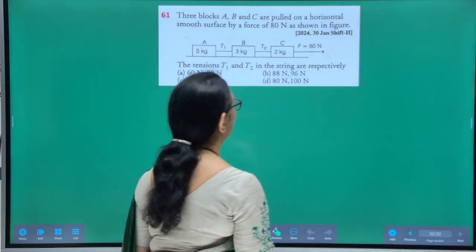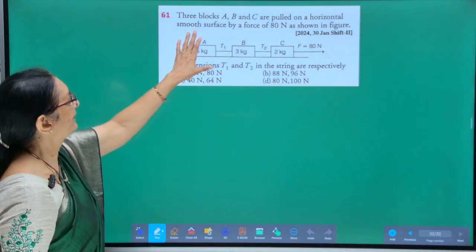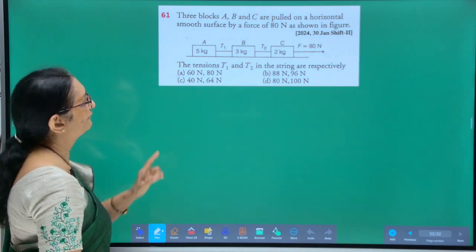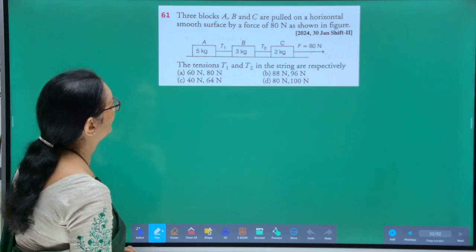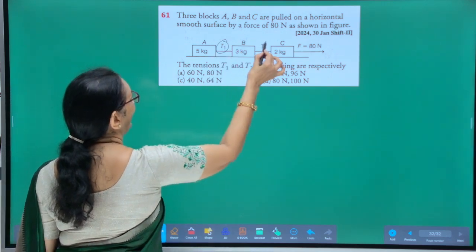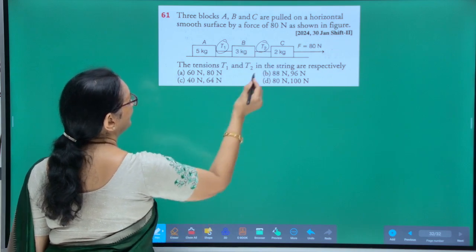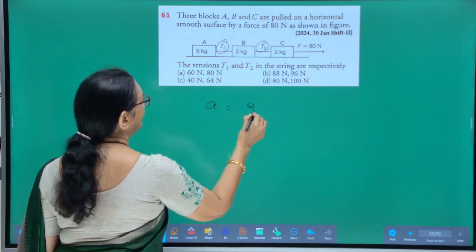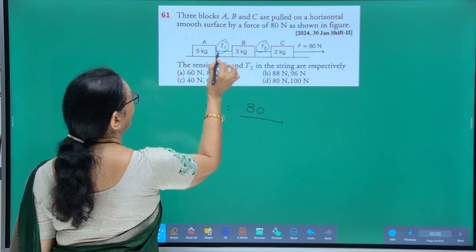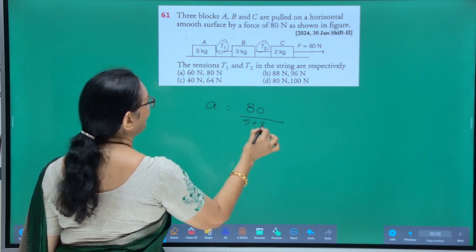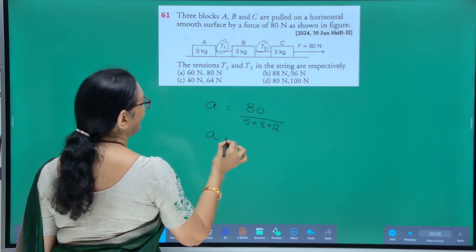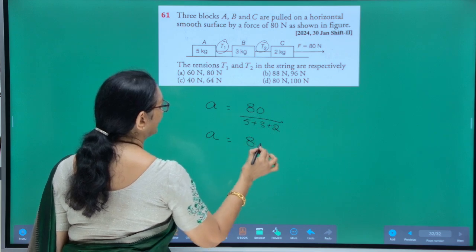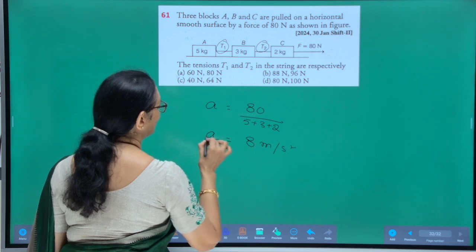So let us go to the last problem for today's session. See, 3 blocks are pulled on a horizontal smooth surface by a force of 80 Newton as shown. Tensions T1 and T2 we need to find out. See here, acceleration of the system is net force divided by total mass of the system, 5 plus 3 plus 2. So acceleration is 5 plus 3 is 8 plus 2 is 10, 80 by 10, it is 8 meter per second square.